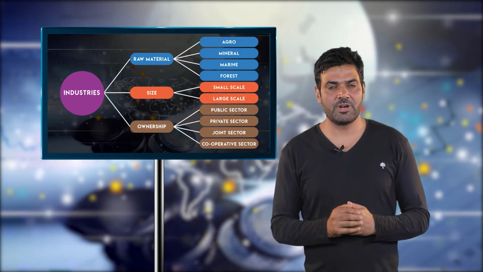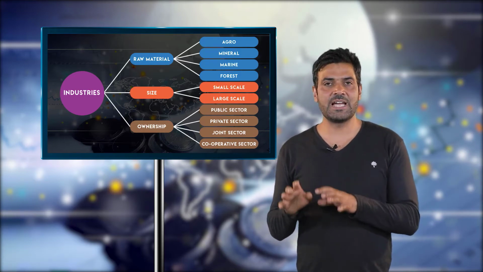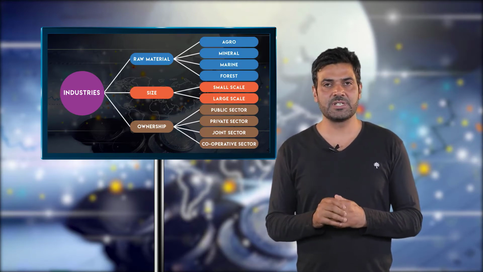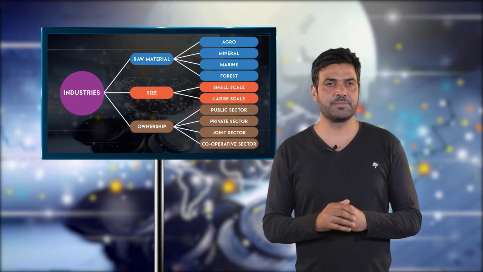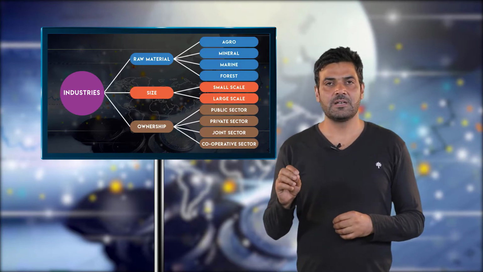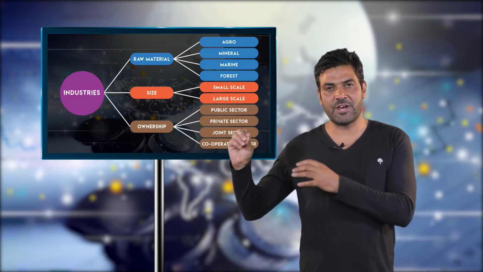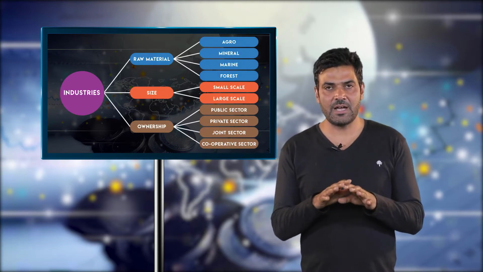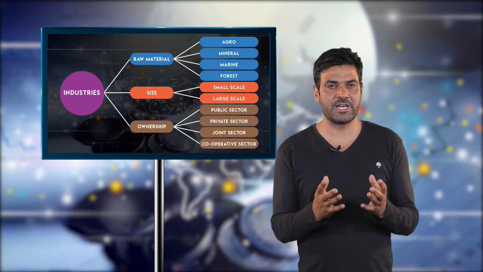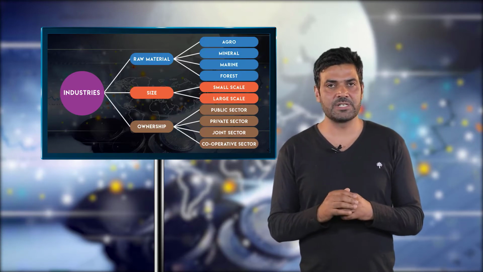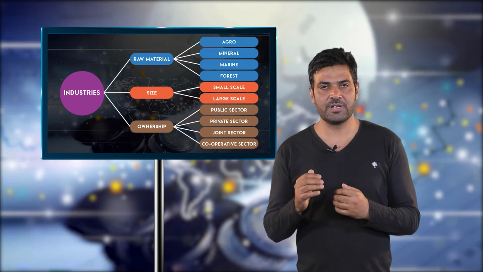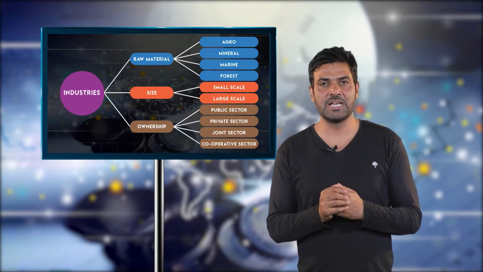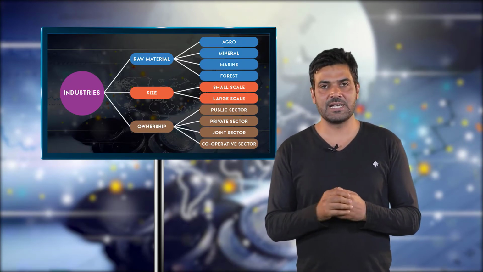On the basis of raw material, we can have four types of industries. We classify industries as agro-based industries, mineral-based industries, marine-based industries, and forest-based industries. Talking about agro-based industries, these industries use agricultural products as their raw material. For example, we have industries like food processing, the production of tea, the production of sugar, the production of cotton textile, and so on.